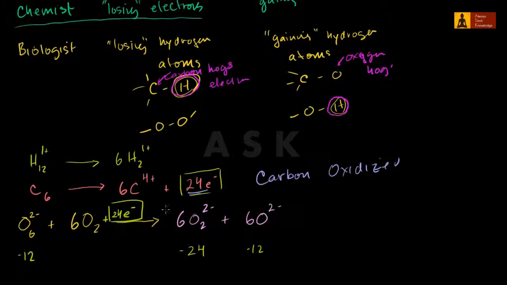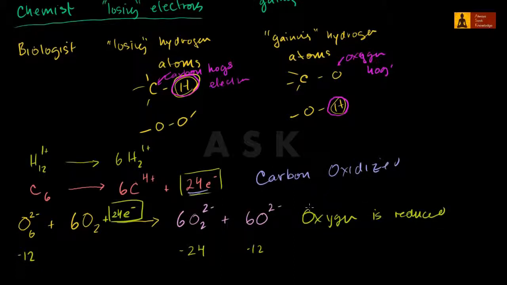So from the chemistry point of view, it's very clear. Carbon was oxidized, and oxygen, which gained electrons, is reduced. It's gaining these electrons right here. Reduction is gaining. Oxygen is reduced. And this is all a bit of review, but it's nice to see it in the context of cellular respiration.